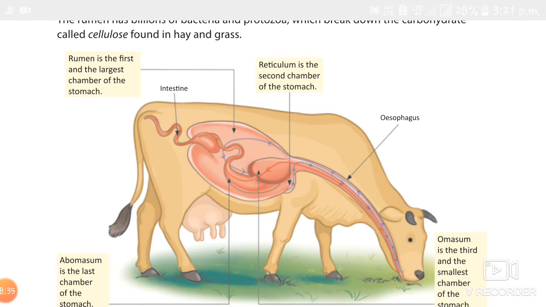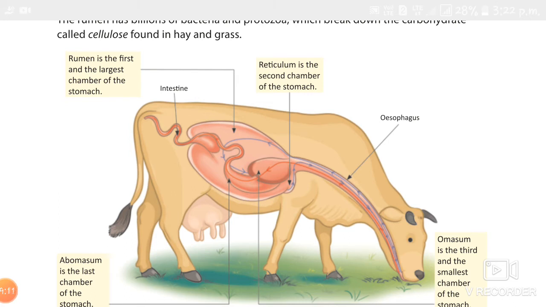Then the food is passed to the small intestine. From the abomasum it passes to the small intestine. Here the absorption begins in the fourth chambered stomach, but the main absorptive organs are in the intestine.